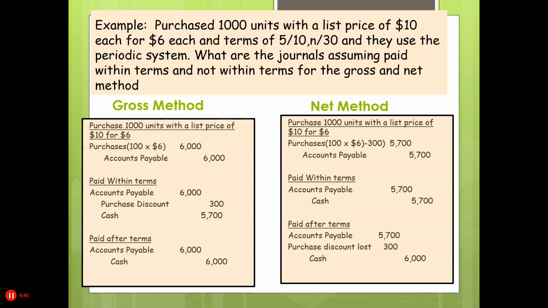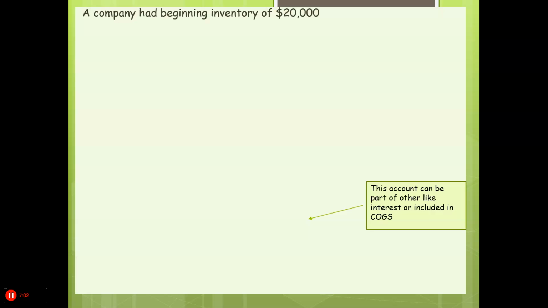If we don't pay within terms, we're now going to use that purchase discount lost, and this account can be used and identified either as an expense, or we can include it as the cost of inventory. Either way, according to the book, it's such a small amount that usually they don't even bother with it. But for this class, we are. So let's look at an example.